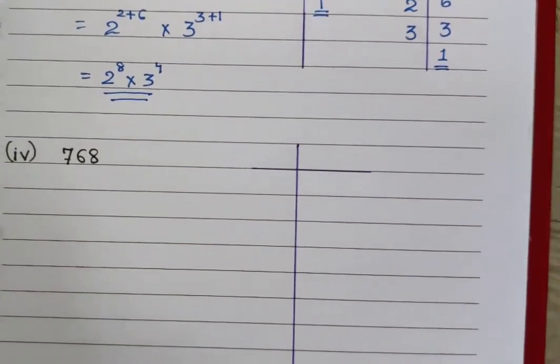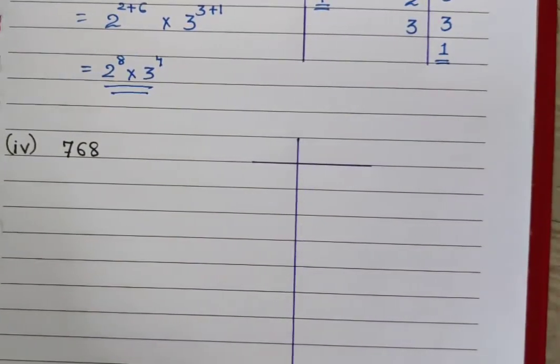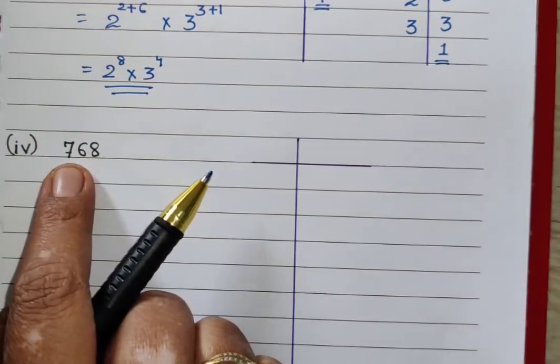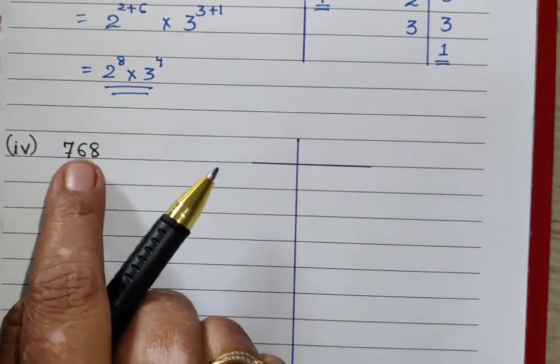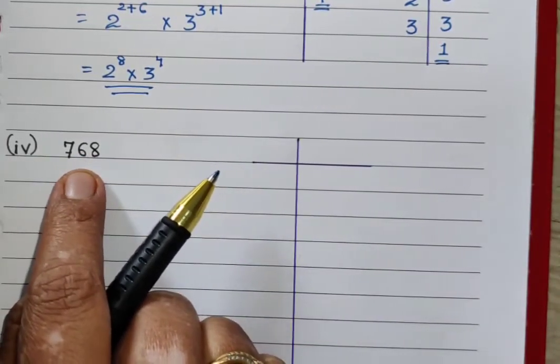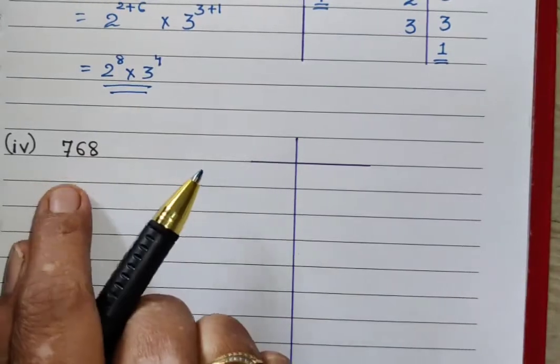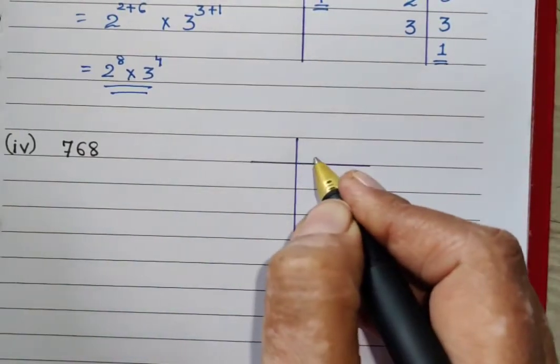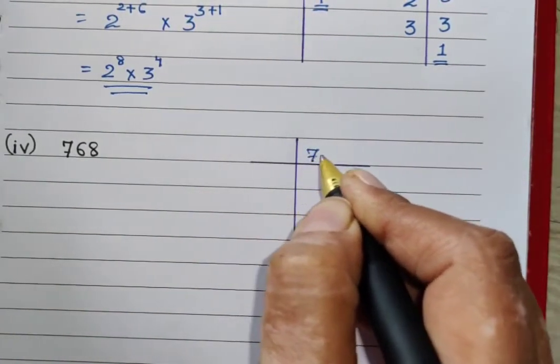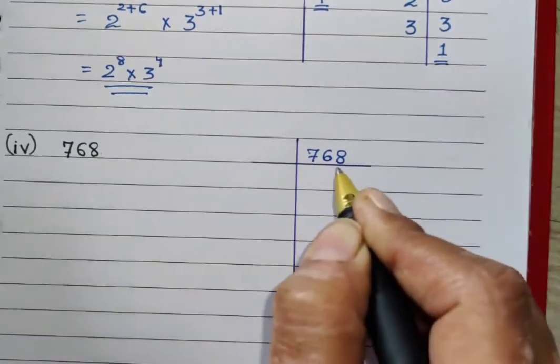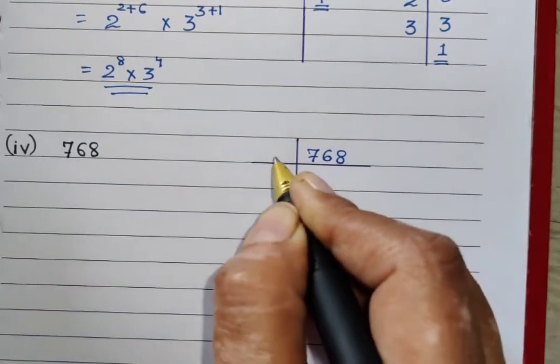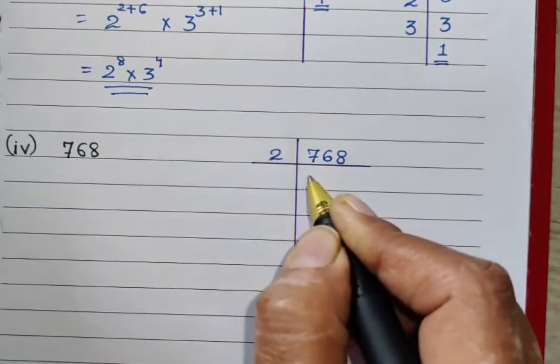Now let us start with the next question, number 4, where the question is 768 and we have to bring it in an exponential form. Nothing else is there in the question. So let us do the factorization of 768. As you can see, the number is even. We will start with the table of 2.